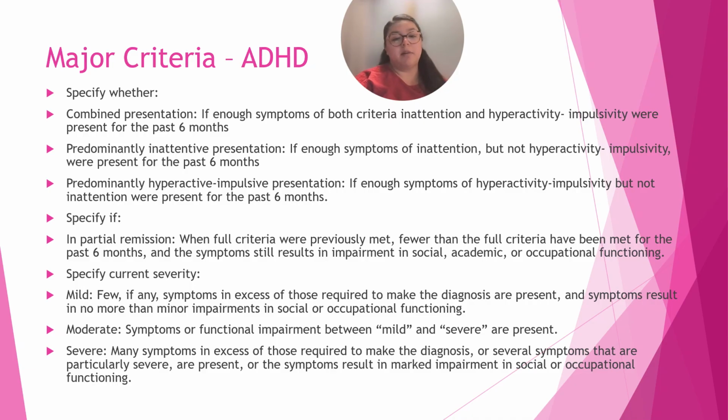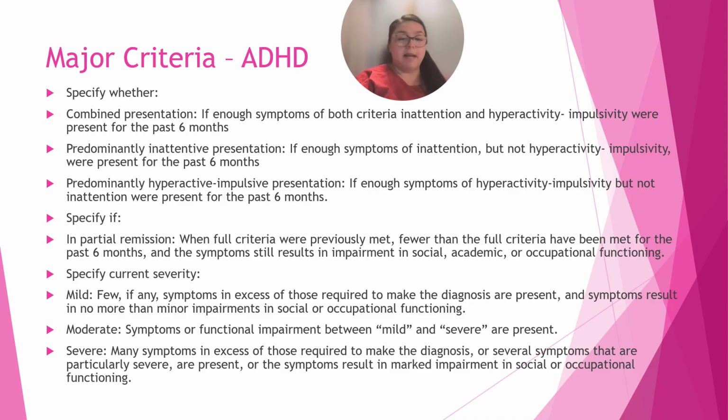Specifications, in partial remission: when full criteria were previously met, fewer than the full criteria have been met for the past 6 months, and symptoms still result in impairment in social, academic, or occupational functioning. Specify the severity.